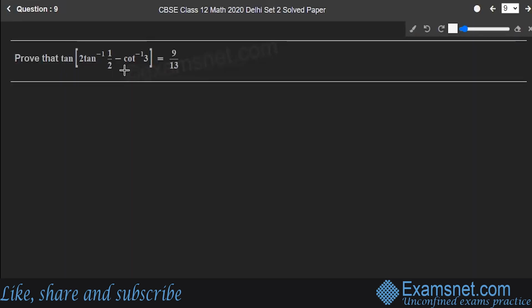Tan of 2 tan inverse 1 by 2 minus cot inverse 3 is equal to 9 by 30.